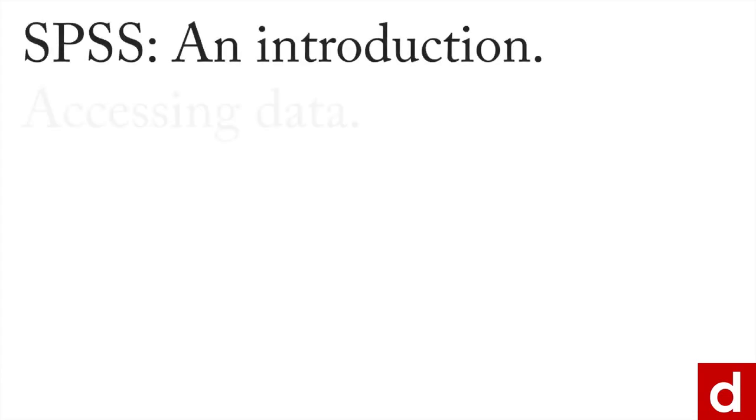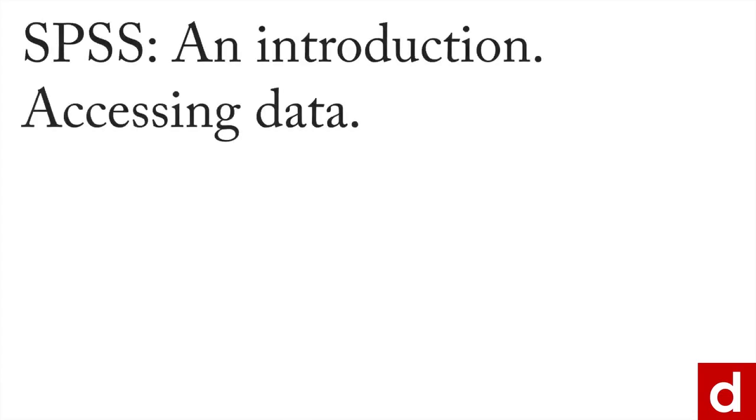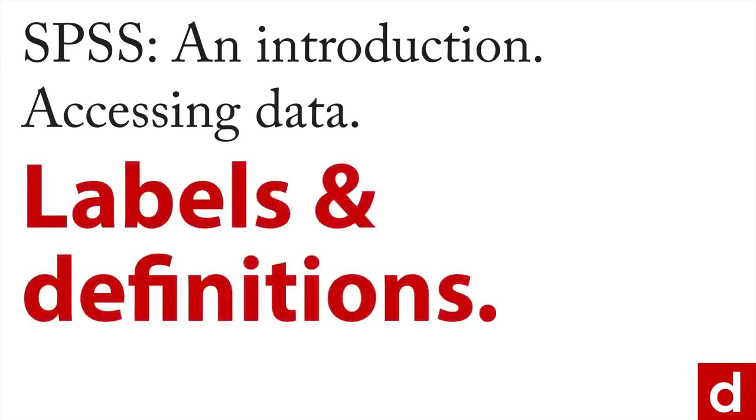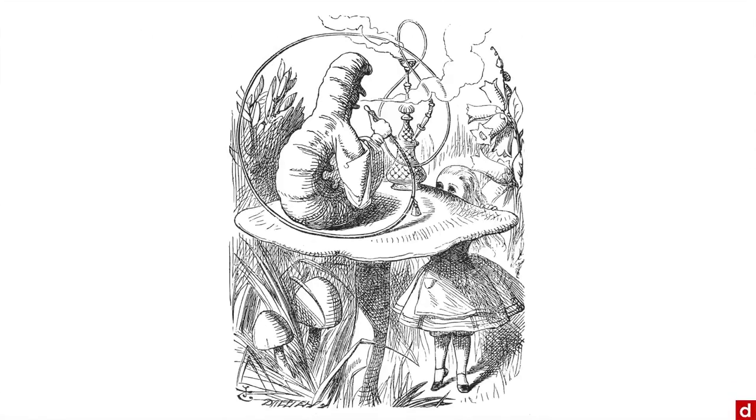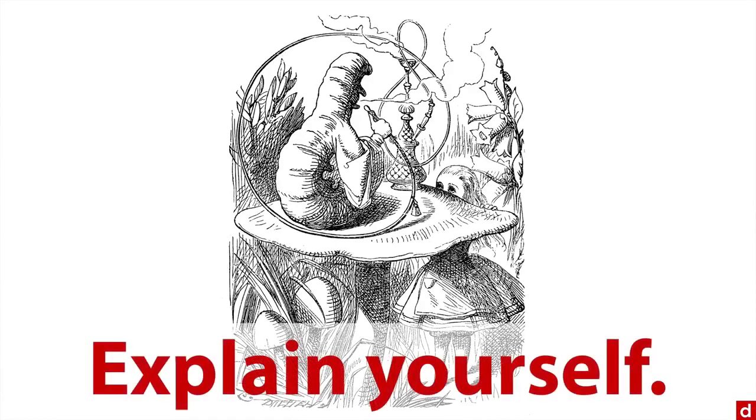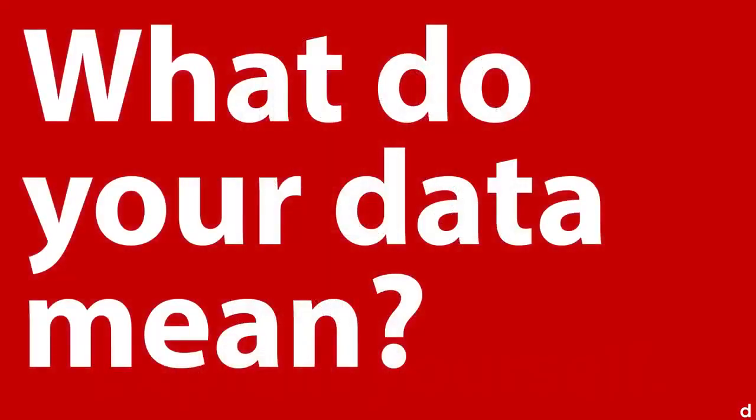When you're working in SPSS and you're accessing data, one of the most important things you can do is to create labels and definitions for your data. I like to think of this as the statistical version of Alice in Wonderland and the caterpillar, asking her to explain herself. You need to explain yourself, or more specifically, when it comes to your data, you need to tell SPSS what your data mean. Now, that is the data description.